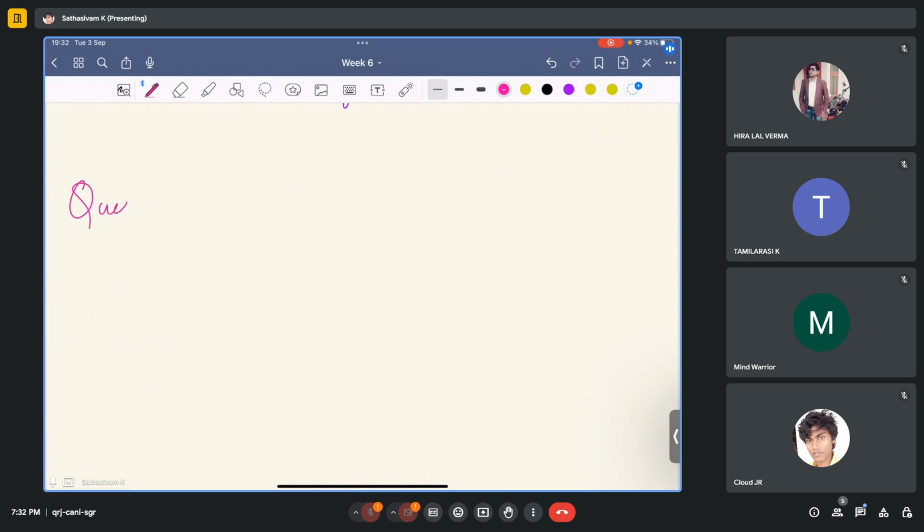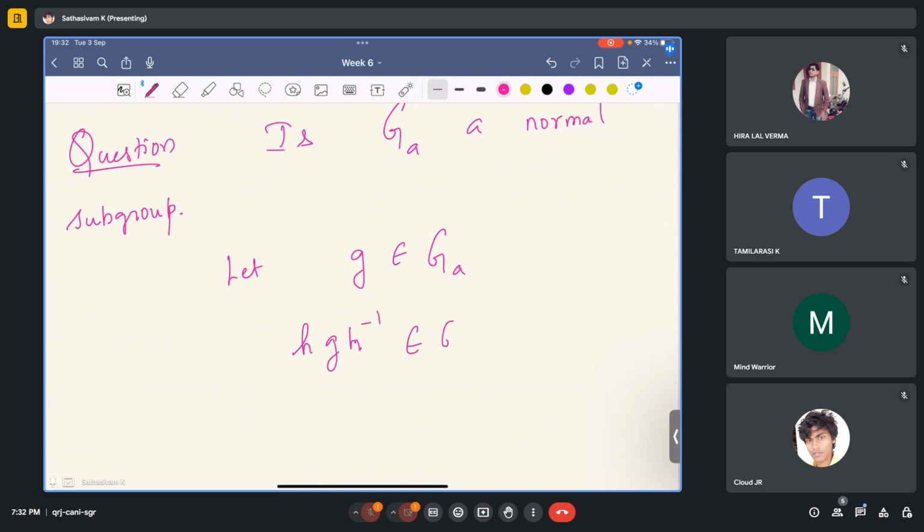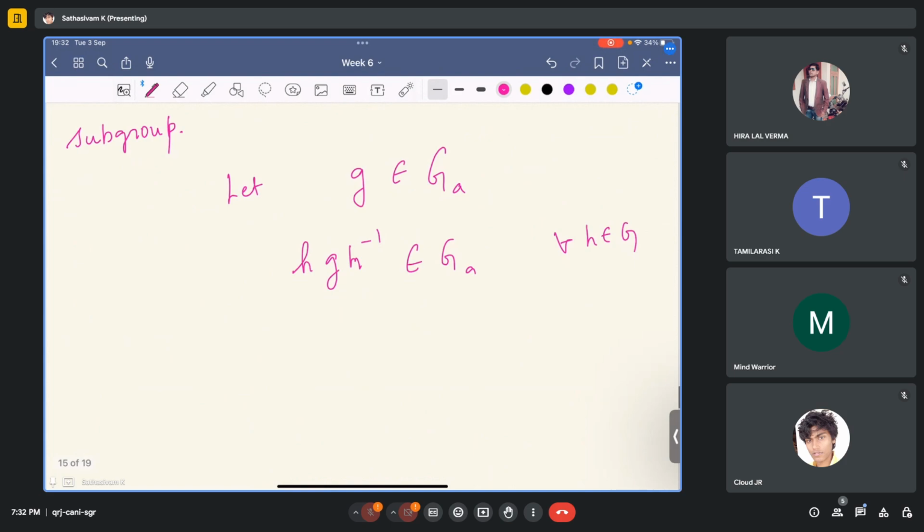So let's ask the question here. Is the stabilizer a normal subgroup? So what does that mean? Let's say g belongs to the stabilizer. What we are claiming is whether h inverse g h also belongs to the stabilizer for all h in G. So this is what we want to see. Well, in general, it will not be, I think. Let's try it here, but I don't think it will be.